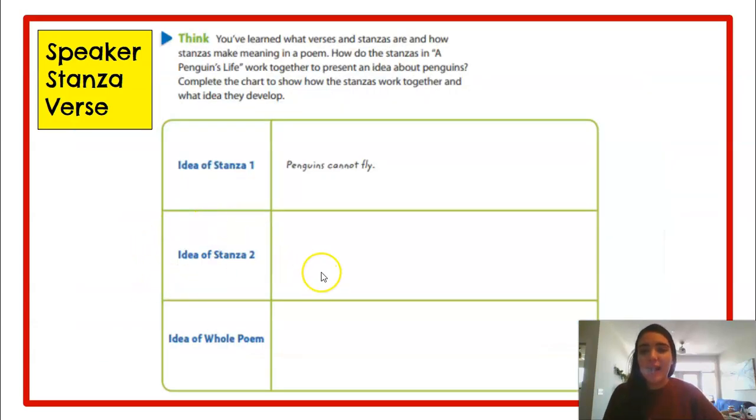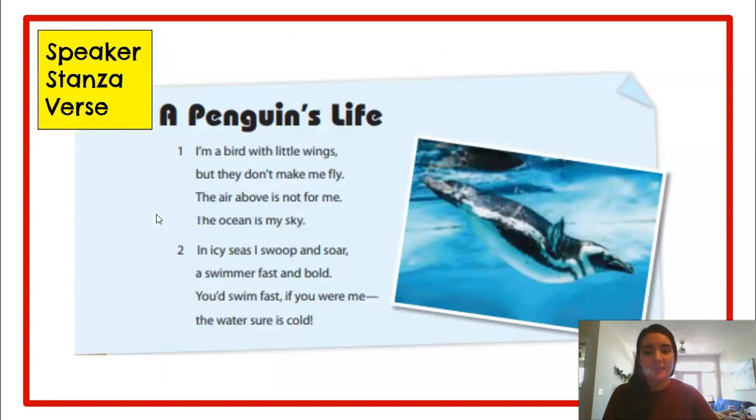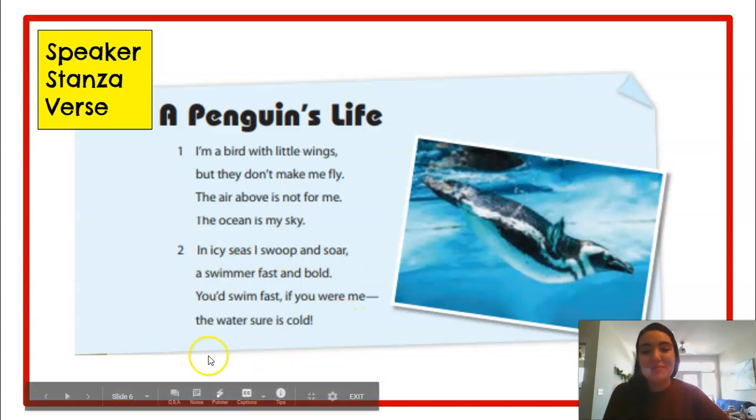So let's look at stanza 2 and see if we can find the big idea of stanza 2. In icy seas I swoop and soar, a swimmer fast and bold. You'd swim fast if you were me. The water sure is cold. So this is talking about wings and flying. Our second stanza is talking about what?